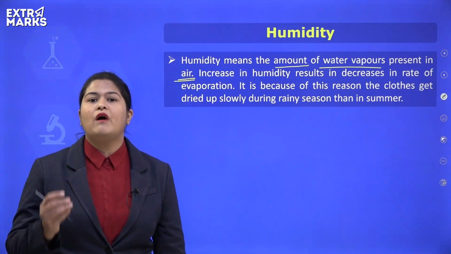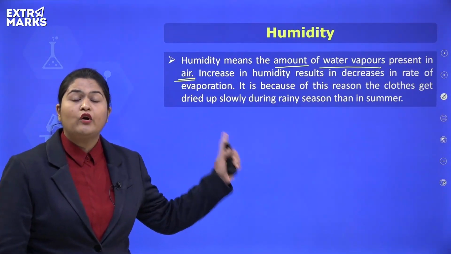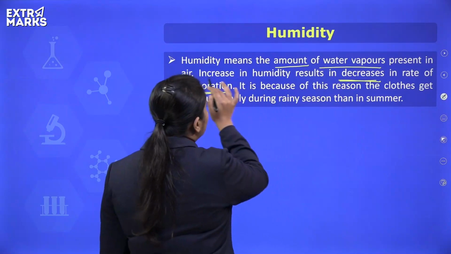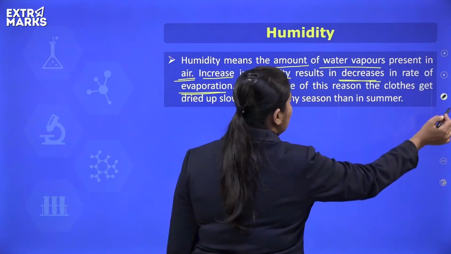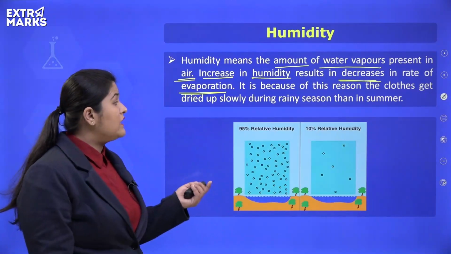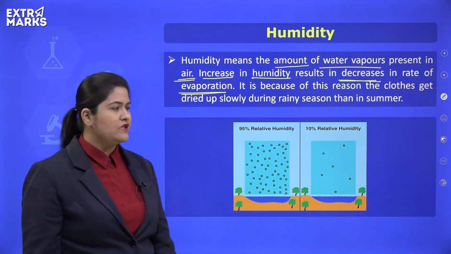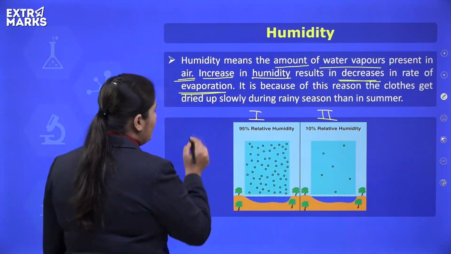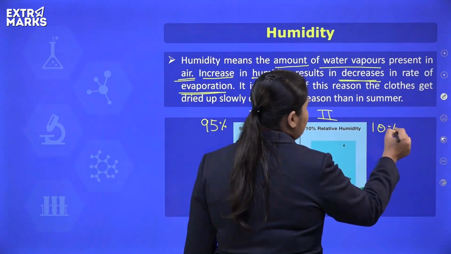And what happens to evaporation with the increase in humidity? With the increase in humidity, the rate of evaporation decreases. Yes, this is a factor which is inversely proportional to the rate of evaporation. With the increase in humidity, the speed at which evaporation takes place decreases. Why does this happen? Let's try to understand this with the help of one example. Have a look at these two images. This is the first case and this is the second case. In the first case, the humidity is 95% and in the second case the humidity is 10%.